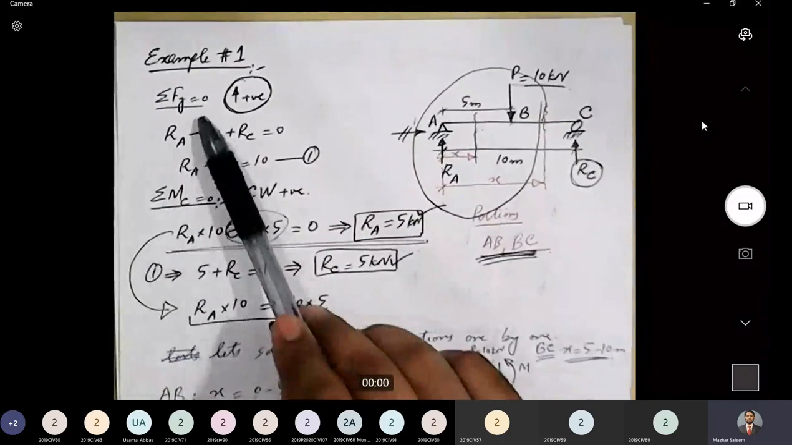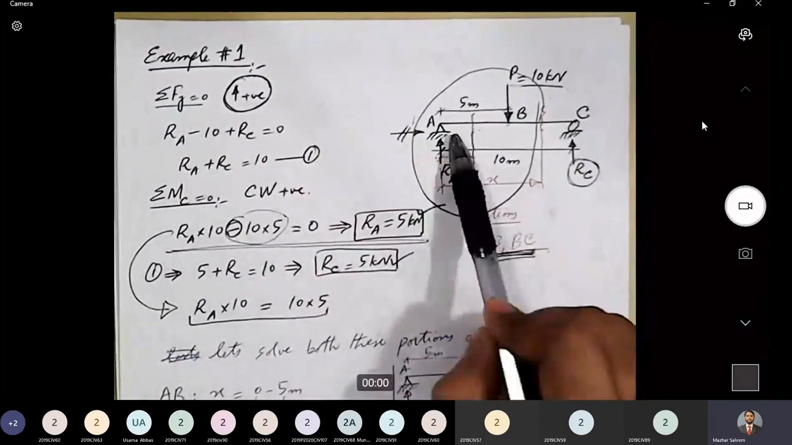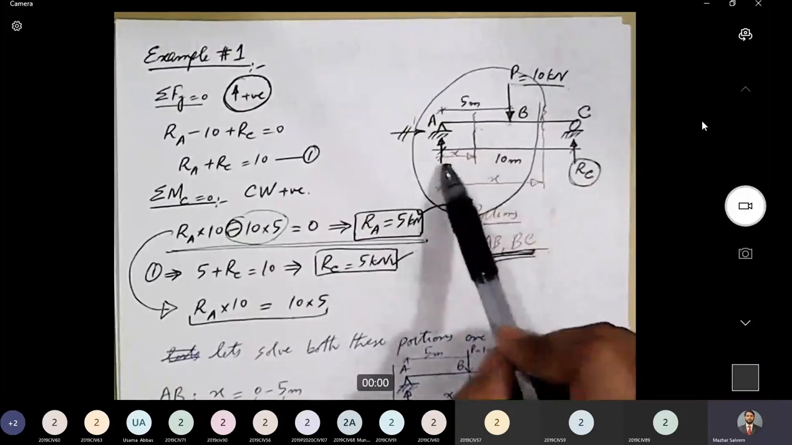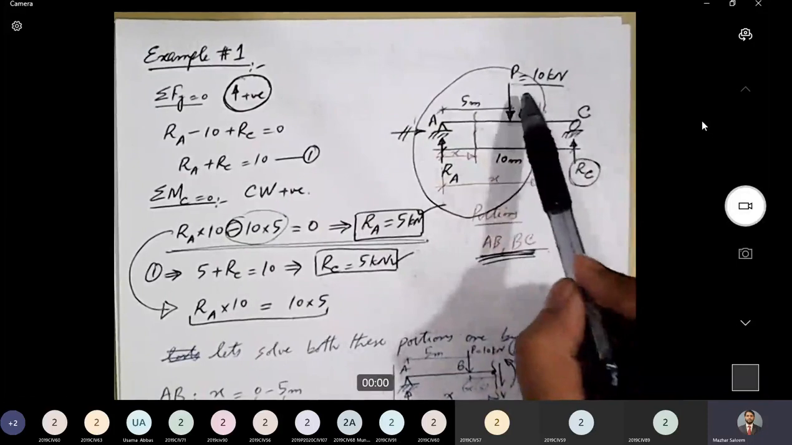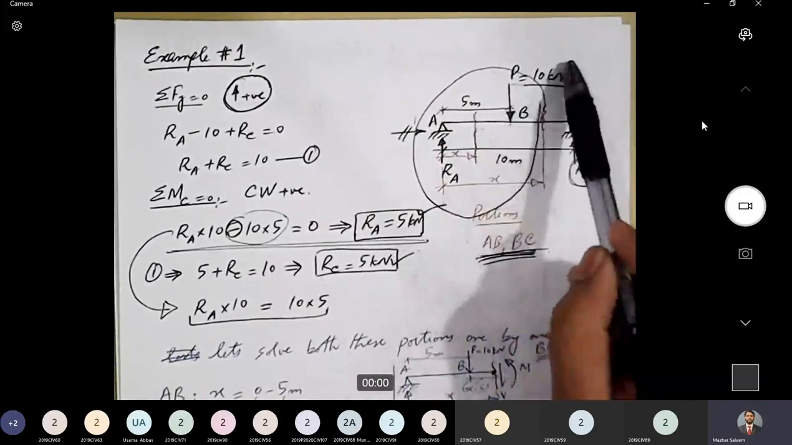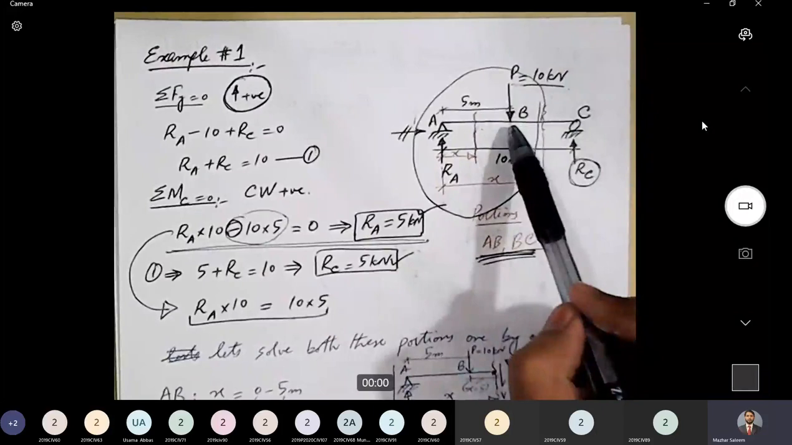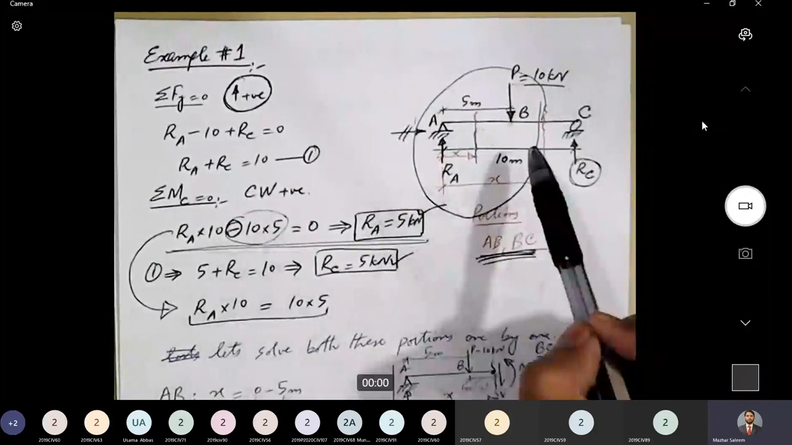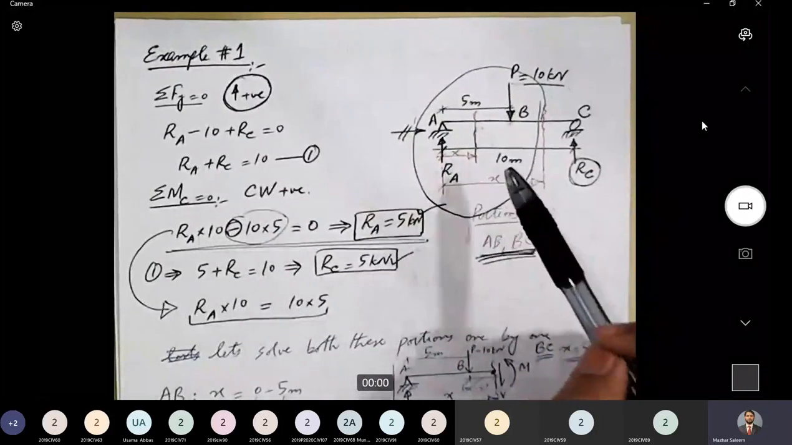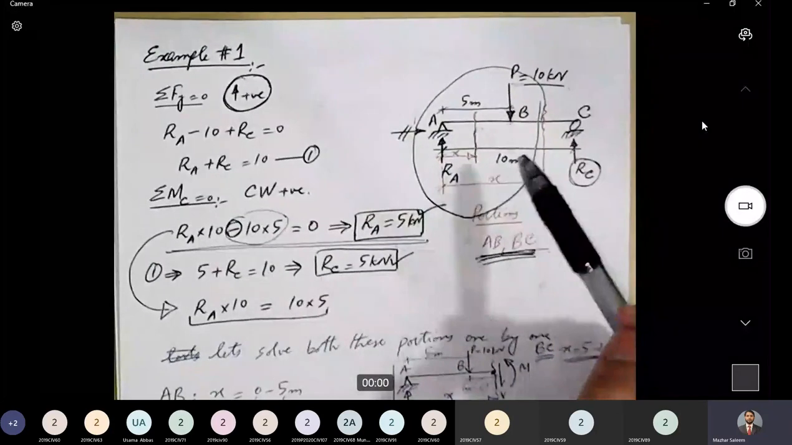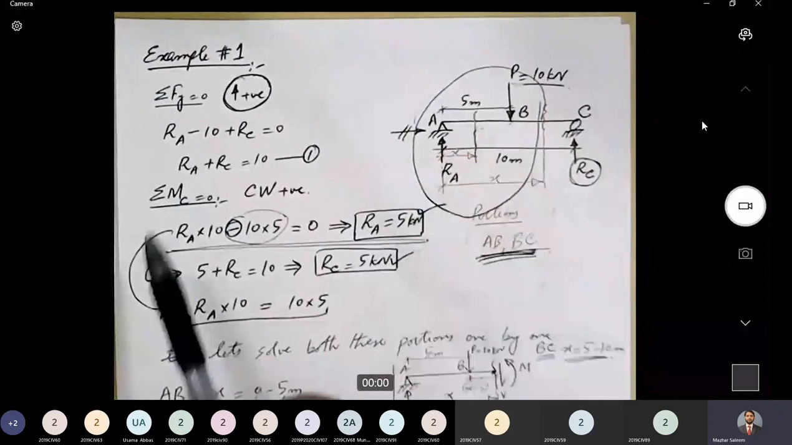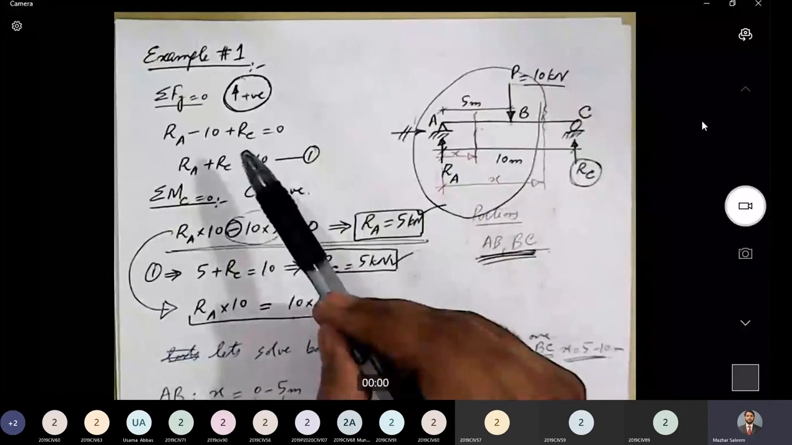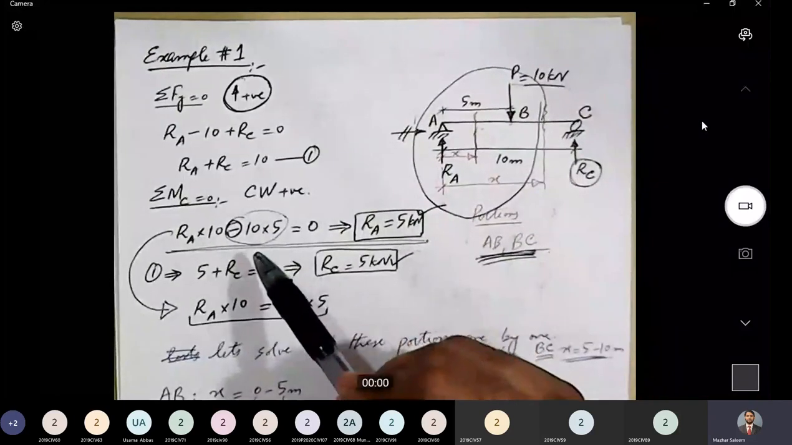So this is our example number one, and in this problem we have a simply supported beam subjected to a single point load at point B. Span of the beam is 10 meters, and the point load acting is of magnitude 10 kilonewton. The location of the load is at mid-span, 5 meters from support A. As we discussed earlier, the first step in solving a beam is to calculate the reactions of the beam. So let's see how to calculate the reactions. This is a determinate beam, and we will be applying conditions of equilibrium to calculate the reactions.